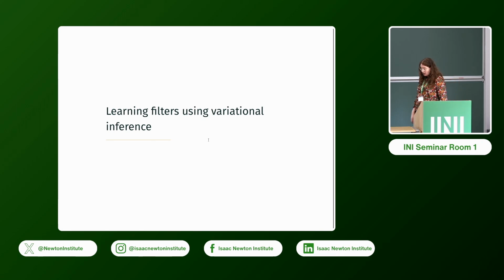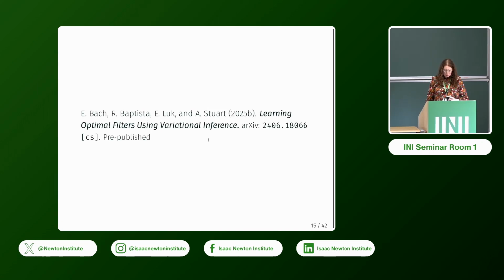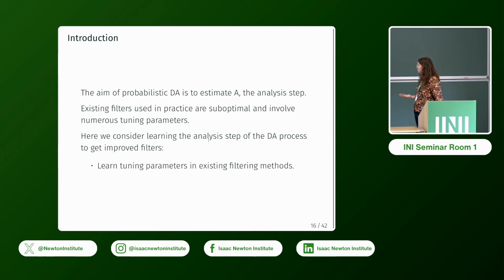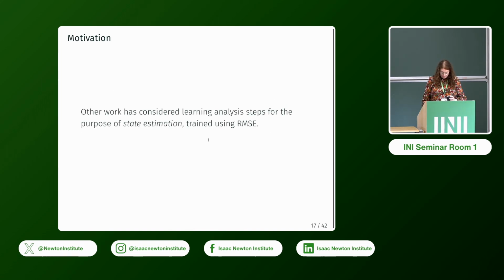Okay, so now I'll talk about learning filters. So I described these issues with the filters we have in practice. So the question is, can we use machine learning to learn the filtering process? We have a preprint on this on arXiv. Like we said, the filters that we use in practice are suboptimal and they're not consistent with the Bayesian posterior. They also involve numerous tuning parameters, like I described, this inflation and localization parameters. So we want to learn a way to set the tuning parameters such that we get as close as possible to the Bayesian posterior, or just learn new filtering algorithms entirely.